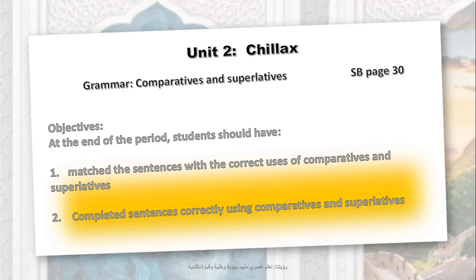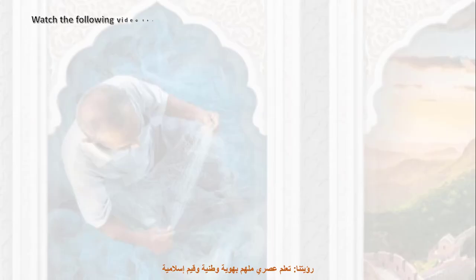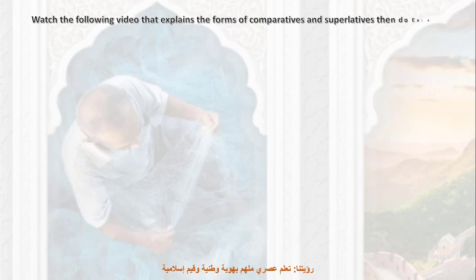Our objectives at the end of the period, students should have: number 1, match the sentences with the correct uses of comparative and superlative. 2, complete sentences correctly using comparatives and superlatives. Students book page 30, exercise A and B, grammar comparisons. Watch the following video and explain the forms of comparatives and superlatives, then do exercise A.